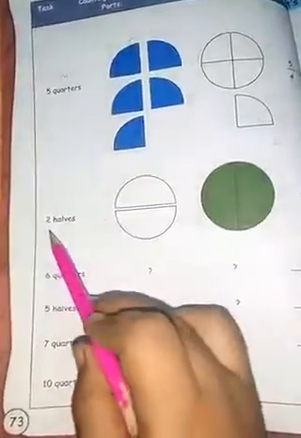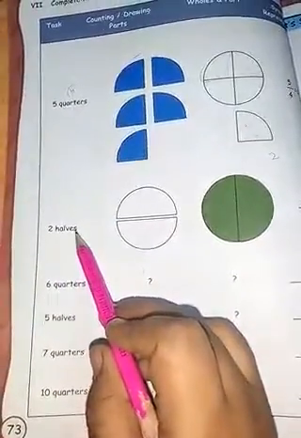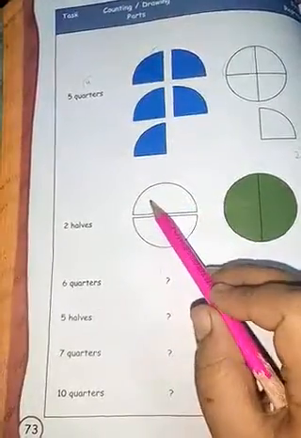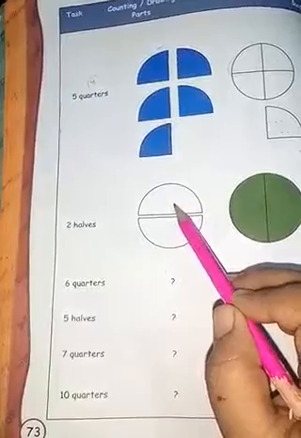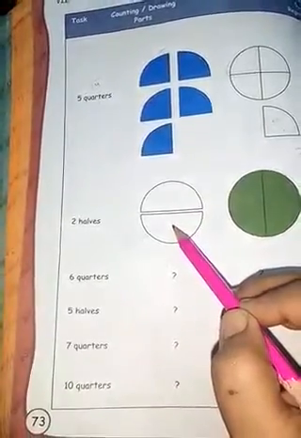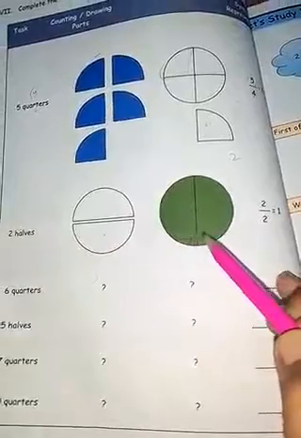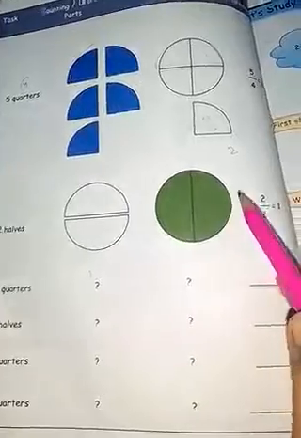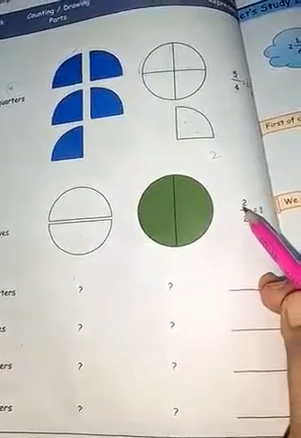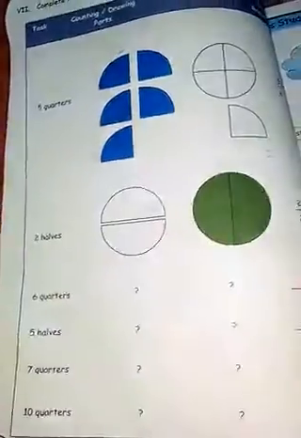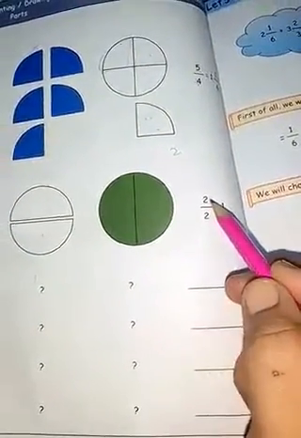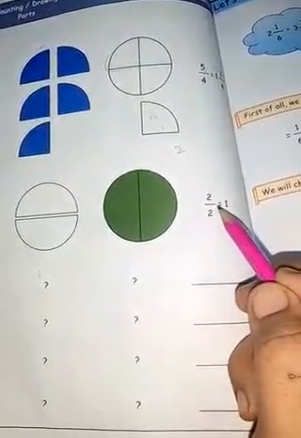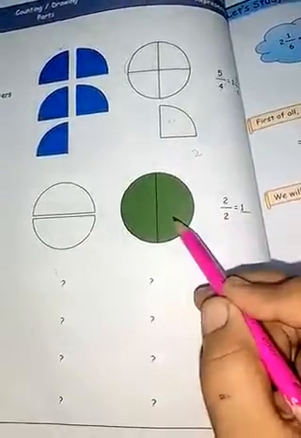Now the second is 2 halves. You have to draw 2 halves. 2 halves means you have to draw the half part of the circle, and you need 2 halves. So the first half is this and the second half is this, and when we draw it together, the 2 halves make the whole circle. When we represent it symbolically, it's 2 upon 2. Half means 2, so the denominator is 2, and we need 2 halves, which means the numerator is also 2. So when we solve it, it becomes 1, the whole circle.